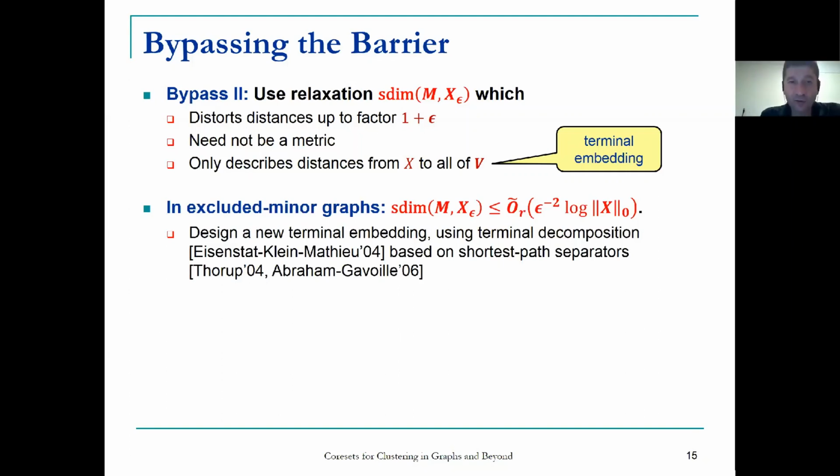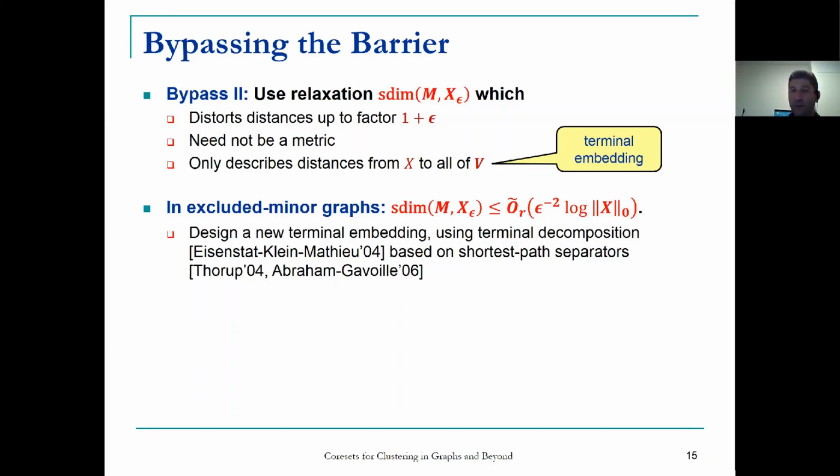So going back to excluded minor graphs, what we are able to prove in this setting is that the shattering dimension, okay, so what you see here is the shattering dimension of the metric coming from, say, planar graphs, after distorting the distances by a little bit, by 1 plus epsilon, can be bounded by epsilon to the -2 times log the number of distinct points. And this suffices to prove the main theorem.